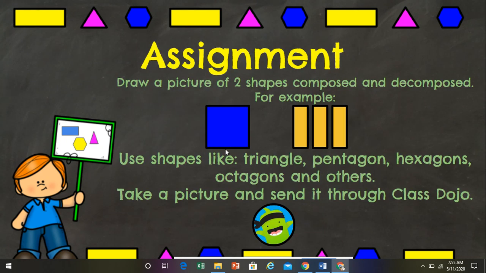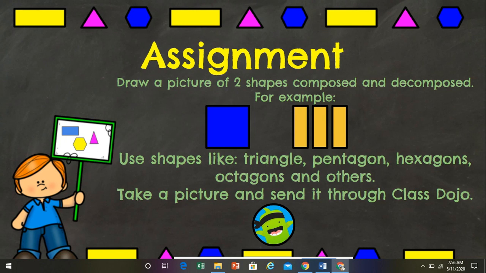Now your assignment, tu tarea. You're going to draw a picture of 2 shapes, composed and decomposed. For example, a square, and split it up into 3 equal parts or 4 equal parts, however you want. Su tarea es que van a seleccionar 2 figuras compuestas y entonces la van a descomponer. You can use shapes like triangle, pentagon, hexagons, octagons, and others. No tienen que solamente usar los cuadrados, pueden usar los triángulos, pentágonos, hexágonos, octágonos o cualquier figura que usted desee que esté compuesta, que esté una figura, y entonces lo descompones.